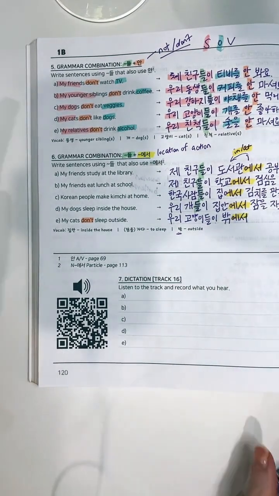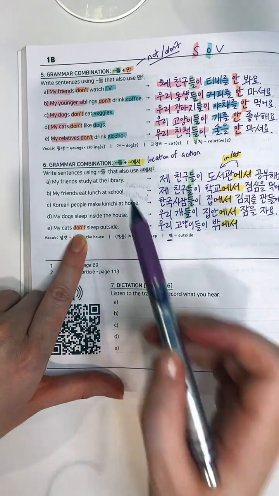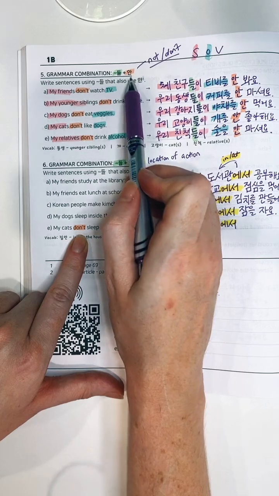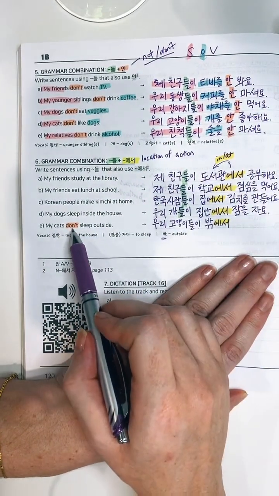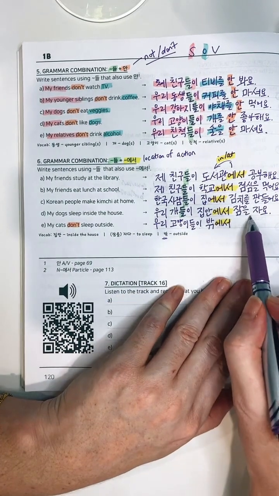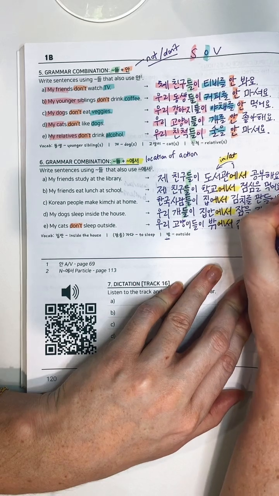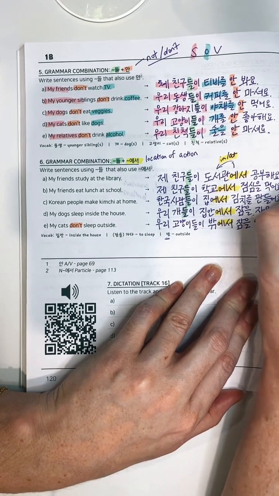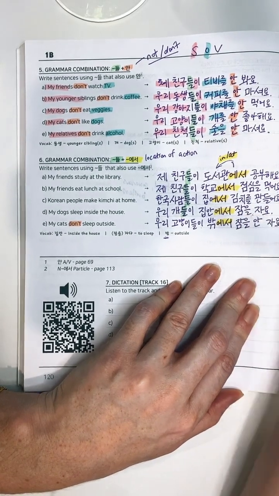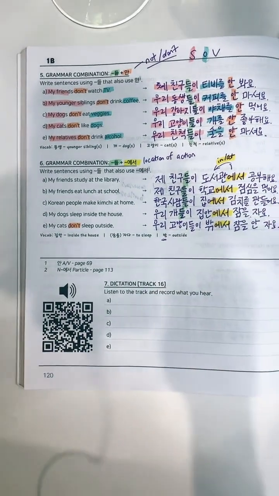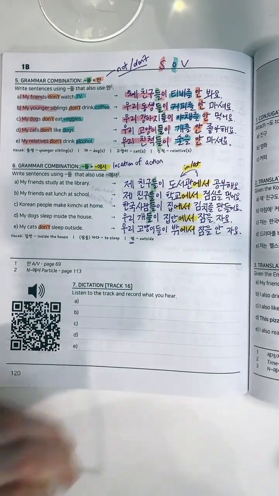밖에서. Now, how do we say that they don't sleep outside? We need our 안, right? We need to use this one from the previous exercise. Now, this 안 needs to go before the verb. So, 잠을 안 자요. 잠을 안 자요. Don't know if you can actually see all the way to the edge. 잠을 안 자요.